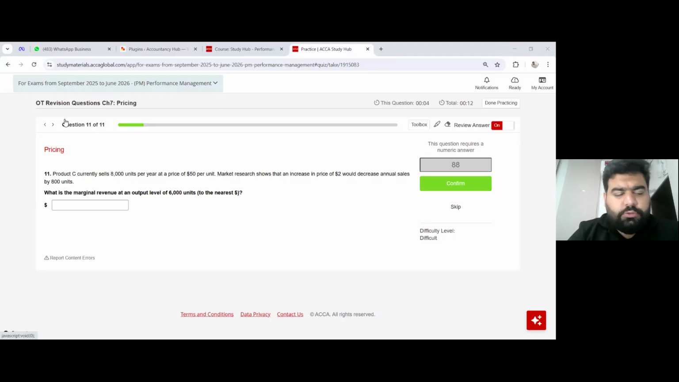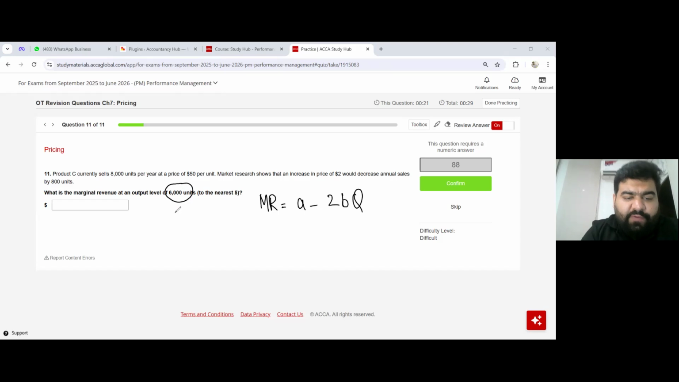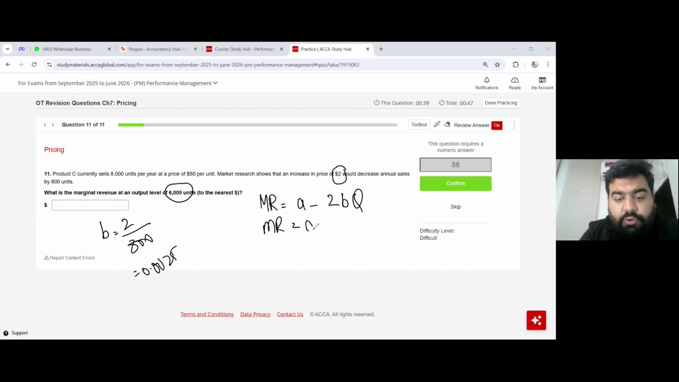Okay. So we have to calculate marginal revenue. The marginal revenue formula is A minus 2BQ. So first we have to calculate A and B, so that we can calculate the marginal revenue. Q we are having, 6,000, but A and B we have to calculate. B formula is change in price divided by change in quantity. So they've written that 2 is the change in price, and quantity will be decreased by 800. So 2 divided by 800 will be 0.0025. So now the formula of marginal revenue will be A minus 2 into 0.0025 Q.